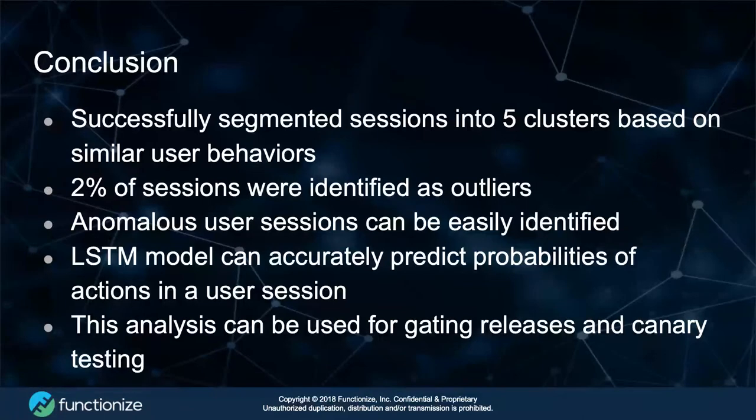So in conclusion, wrapping this up, we were successfully able to identify five clusters in user behavior. Some of those were user login and reset password. Others were sessions that involve reading our blog or other things like that. About 2% of the sessions were identified as outliers in that data, okay? And from that, we were able to easily identify anomalies in user sessions. In this case, there weren't any anomalies because the two versions of the site worked well. There weren't any major bugs.